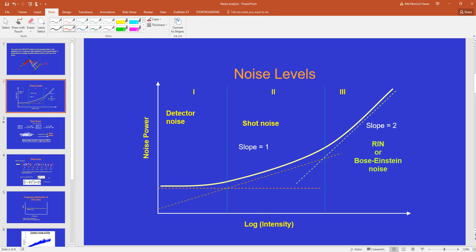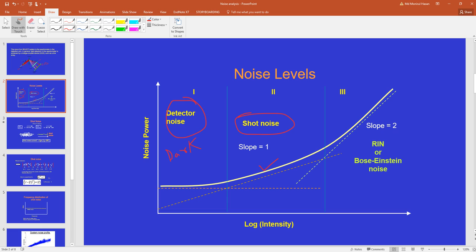So basically there are three types of noise. One is the detector noise. You can also call this detector noise dark noise, or sometimes we call it thermal noise. Then another noise is shot noise, and the third type of noise is called relative intensity noise. Sometimes we call it Bose-Einstein noise. So one thing to notice is the white line, this is the overall line, and this is the slope.